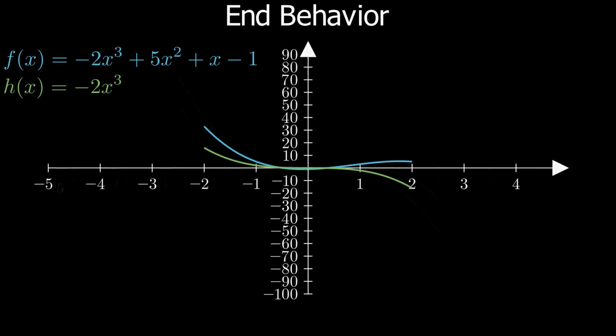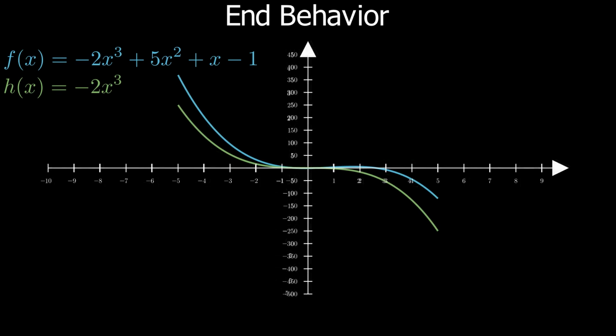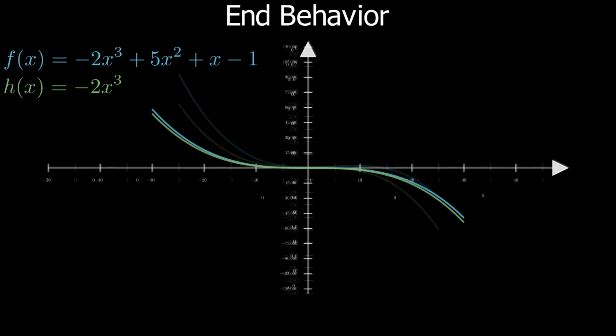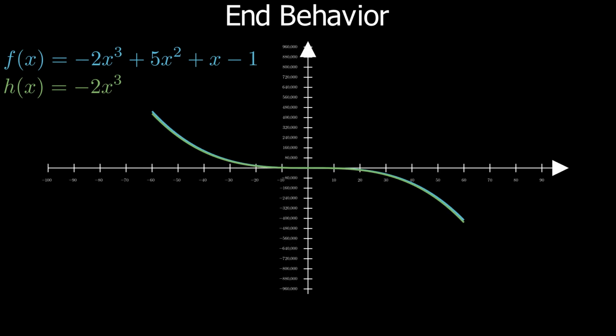But as we increase the value of x, the graph of both functions will start to look similar. This is because the term with the highest power of x dictates the end behavior of both functions. Since the highest power of x in both functions is 3, the end behavior of both functions will be the same. The reason it's called end behavior is because the behavior of the function is observed at the ends of the graph.